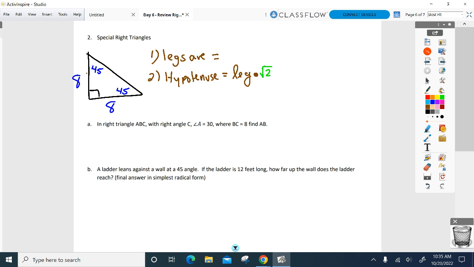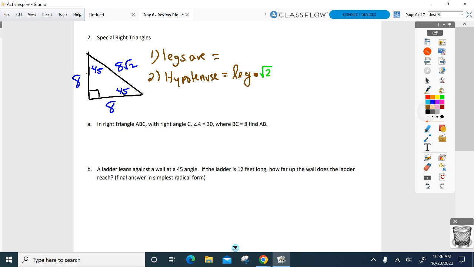And now without doing Pythagorean theorem, what's the hypotenuse? No decimals, just put them together. 8 times radical 2. That's it. So that's how that works. Legs are both equal. Hypotenuse, whatever the leg is, multiply it by radical 2 and leave it. I don't want a decimal. Good? Because the other one's a little more complicated.